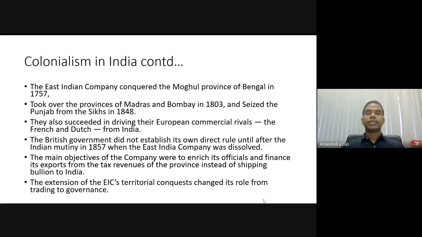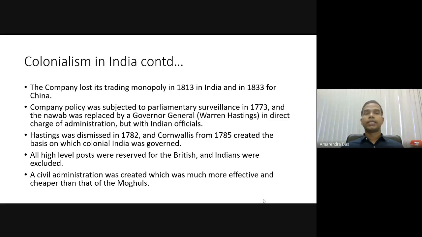The extension of the East India Company's territorial conquest changed its role from trading to governance. The company lost its trading monopoly in 1813 in India and in 1833 for China. Company policy was subjected to parliamentary surveillance in 1773, and the Nawab was replaced by the Governor General named Warren Hastings in direct charge of the administration. So Warren Hastings is posted in India as Governor General, and then the direct charge of administration starts.